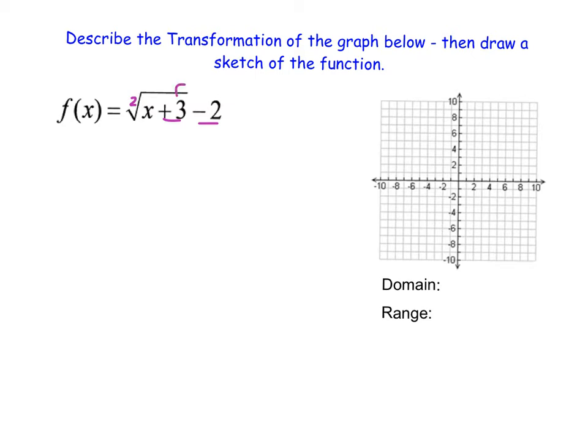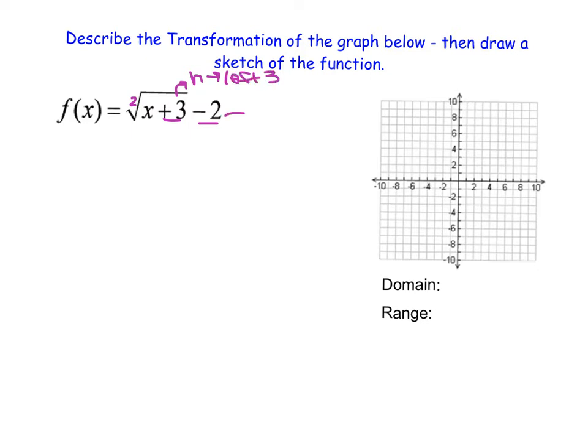I know that this 3 here is my h value, which really represents a horizontal translation. Because I'm adding a value inside of the root, I know that that's how it's moving left and right. And I know that adding inside the root is the opposite of what I expect. So this is going to be a movement to the left or a negative direction, 3.